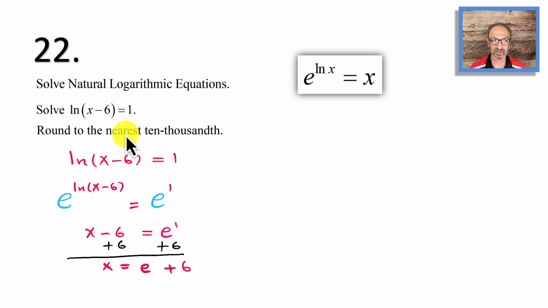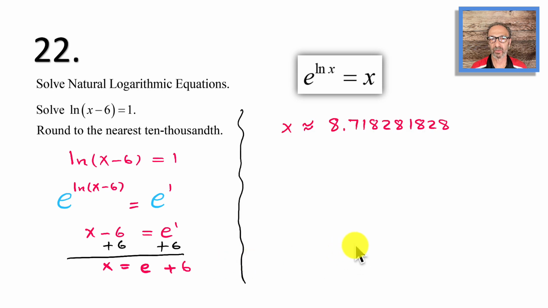Since they want me to evaluate and round, we reach out to the calculator. e is about 2.718, and we add it to 6, and we end up with 8.718281828. Well, to round to the nearest 10,000ths, we look at the first 4 digits, but 8 is too high, so we make the 2 a 3 and we drop what comes after that.